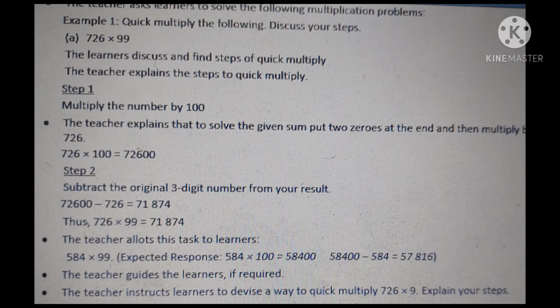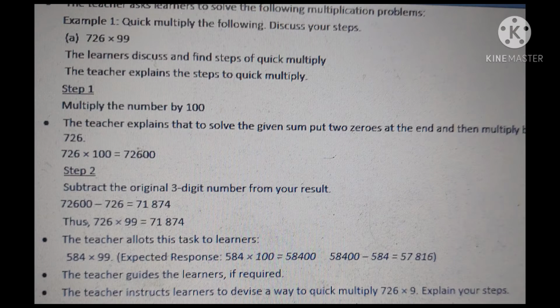Now, the original 3-digit number was 726 and the result that we have got is 72600. So let us subtract the original 3-digit number from our result. So 72600 minus 726 is equal to 71874. Thus 726 multiplied by 99 gives us 71,874. Okay. Then the teacher asks the learners to solve a sum, that is 584 multiplied by 99.